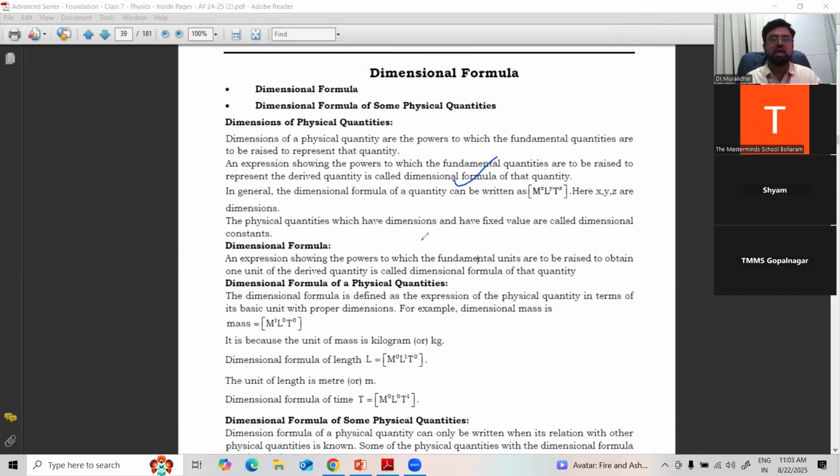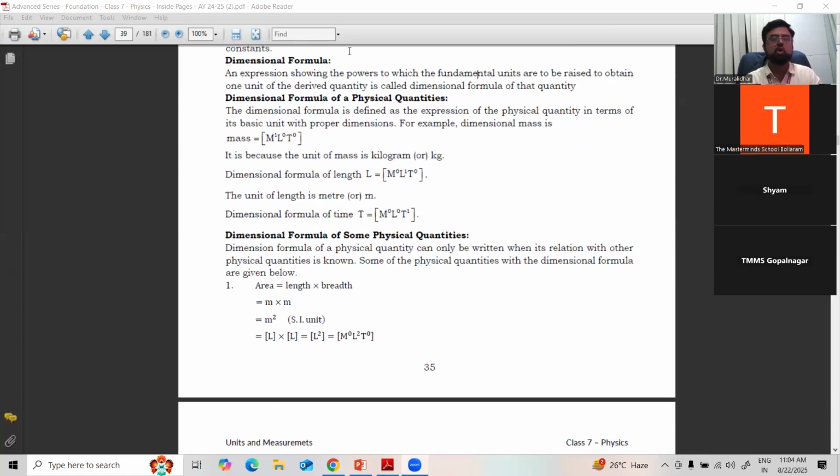The physical quantities which have dimensions and have fixed values are called dimensional constants. So, dimension formula: an expression showing the power to which fundamental units are to be raised to obtain one unit of a derived quantity is called the dimension formula of that particular quantity. There are a lot of uses of dimensions, which we'll come across in the next classes. But before that, you should know how to write the dimension formulas of the physical quantities.